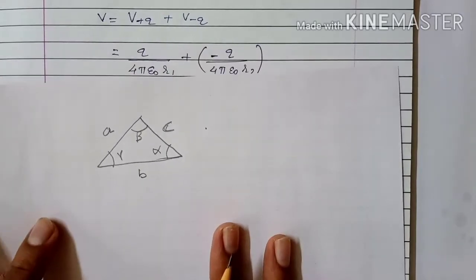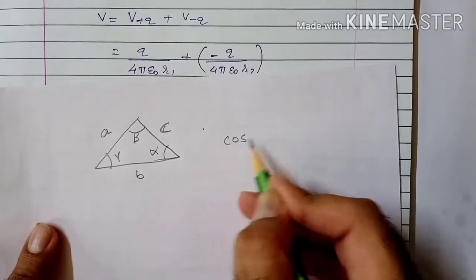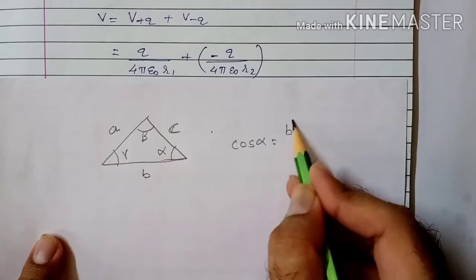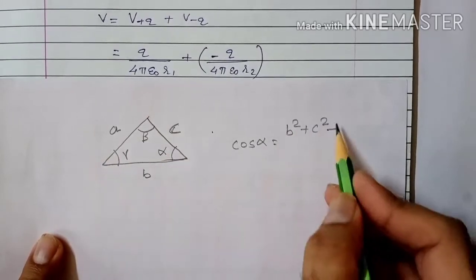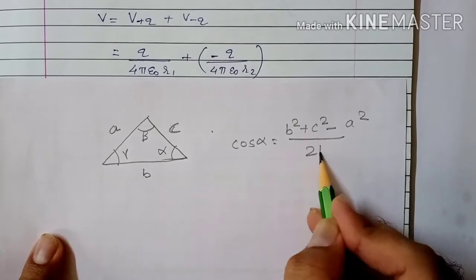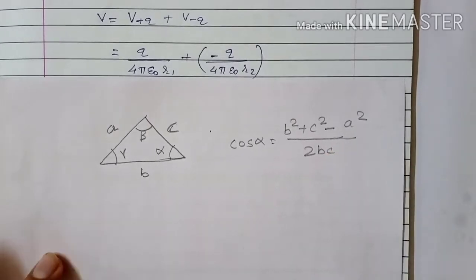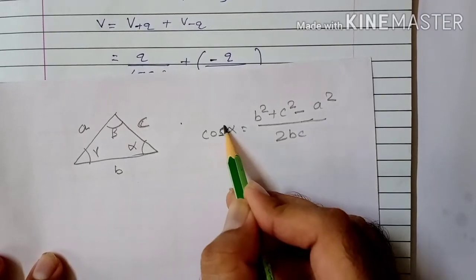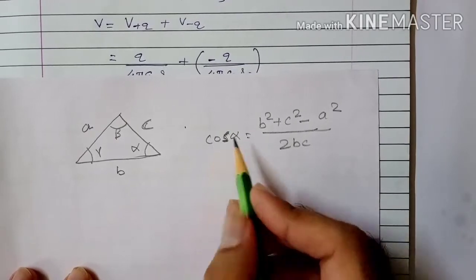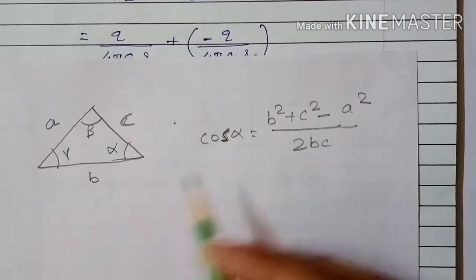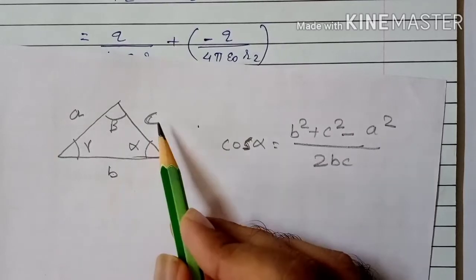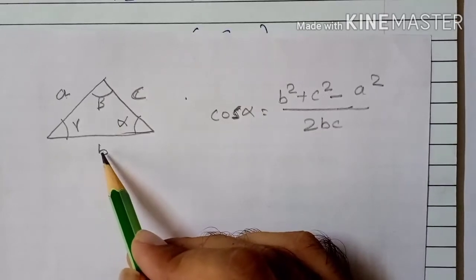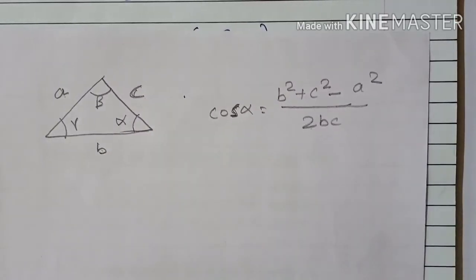If we want to use the cosine rule, then cos alpha can be written as b square plus c square minus a square upon 2bc. This is the formula of cos theta for any angle of the triangle. Here I have taken alpha, so cos alpha is equal to square of this side plus square of this side minus square of this side, upon 2 times this side into this side, b into c.